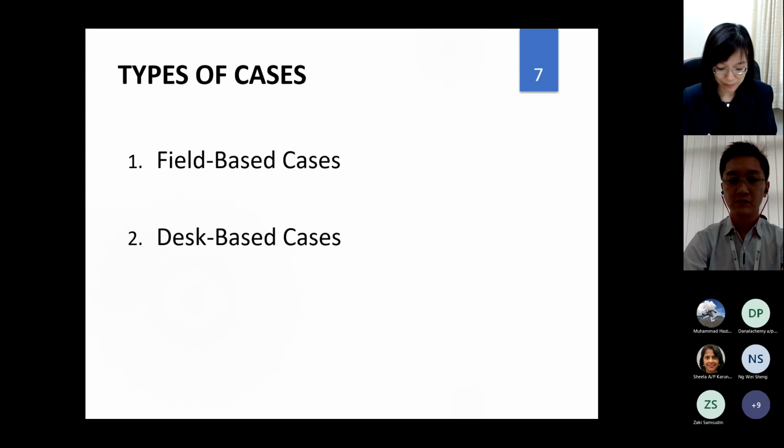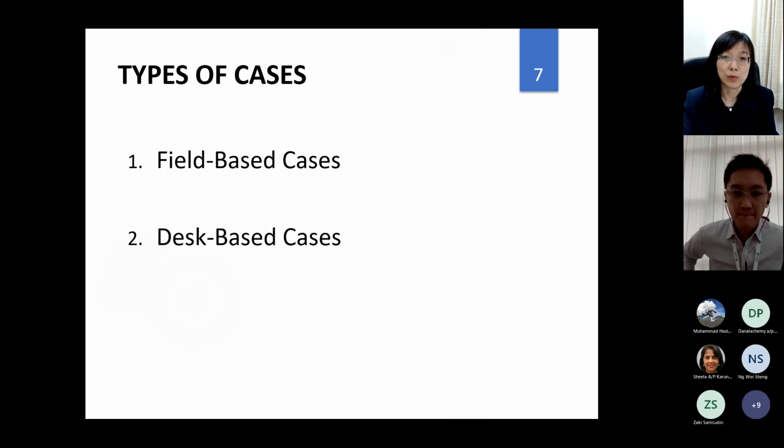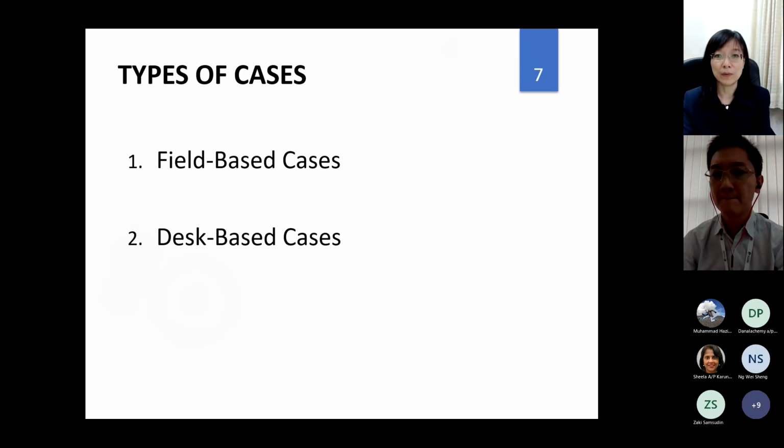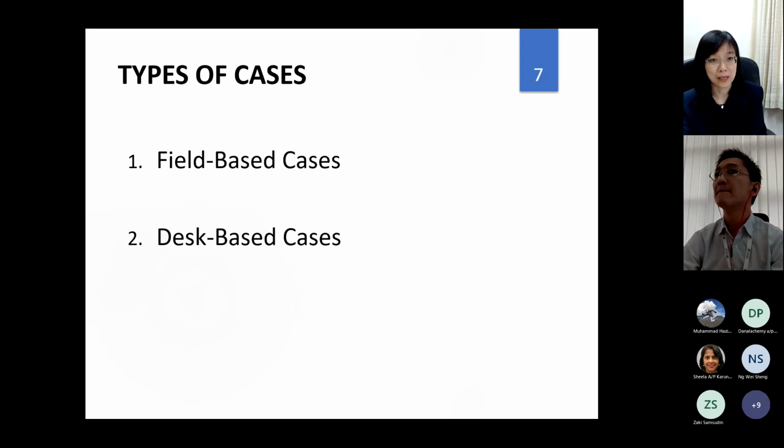So that is field-based cases, and this is the one that will help you to build connection with companies. Right, when you go into the company, you talk to people in the company. At the end, you find that they become your friends. You build connection there. Yeah, so this is actually very useful if you want to build connection with companies, so field-based cases.